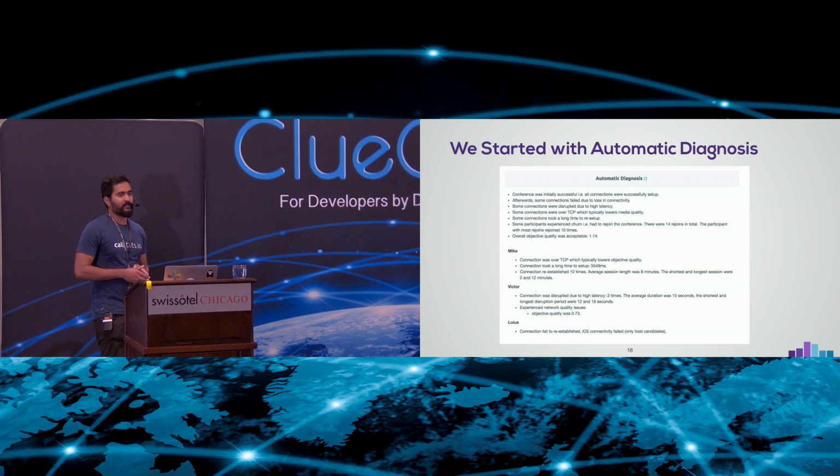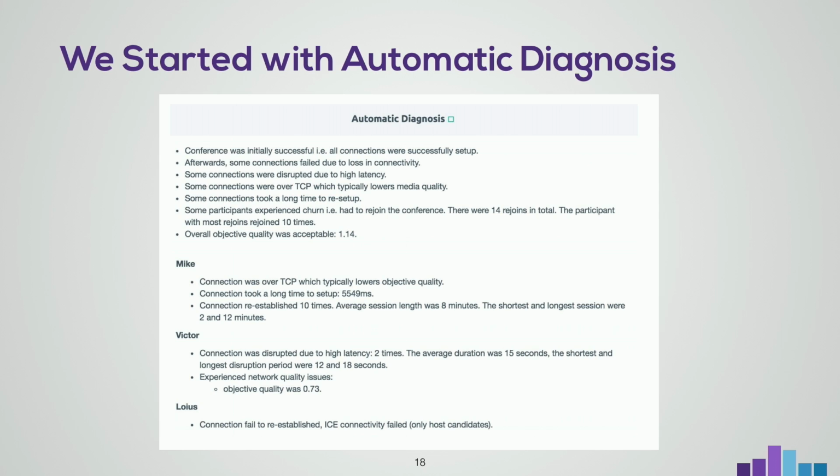We started with something small so that users can find out what is going wrong. We started with automatic diagnosis. What it does is give you a summary at the end of the call: the call was good or the call was bad, and these are the participants on the call and what happened to those participants. Basically, whether they rejoined the call, or had a higher setup time, and how the quality of the call was. All these things are added to that summary. This notification goes out to the customer, and then you're able to figure out what went wrong.